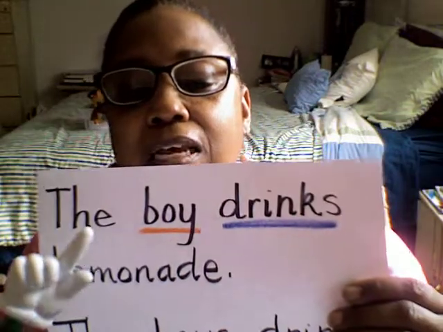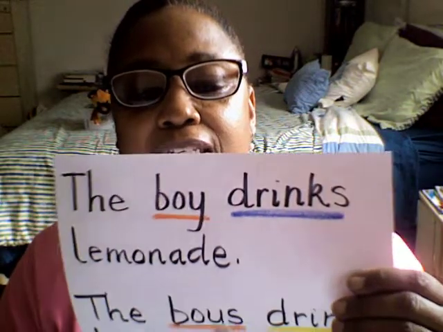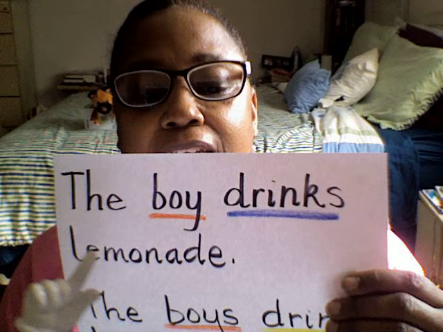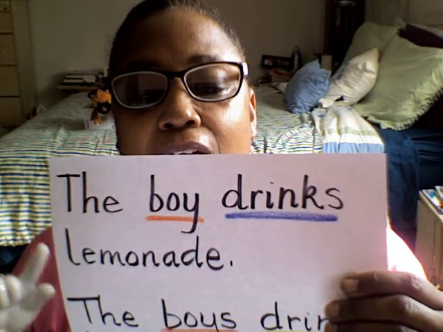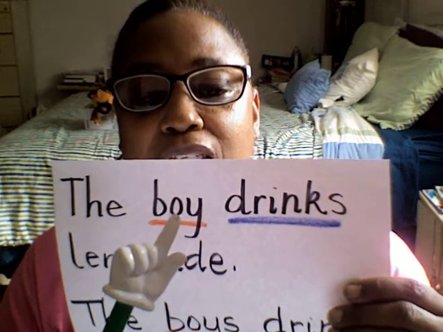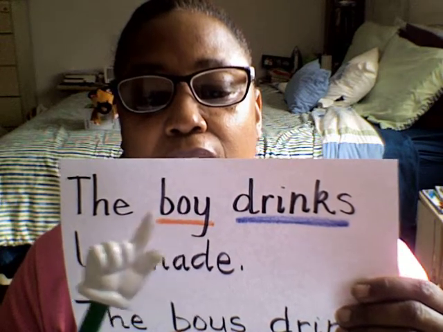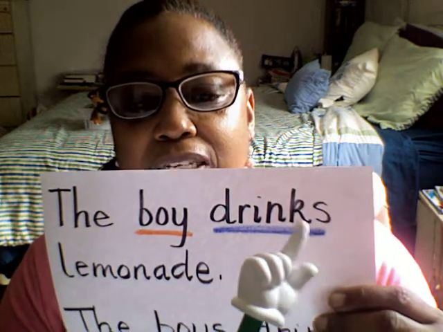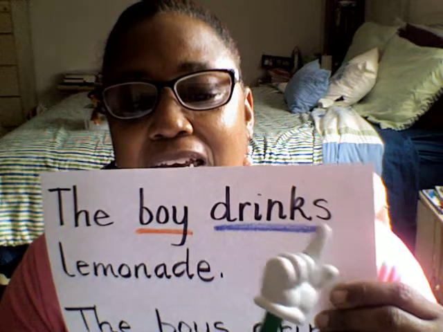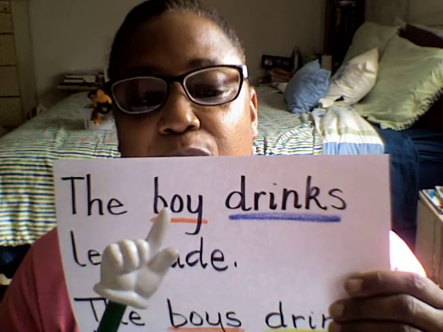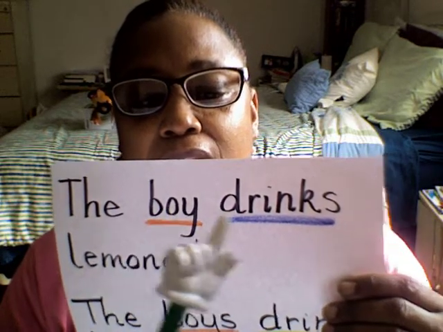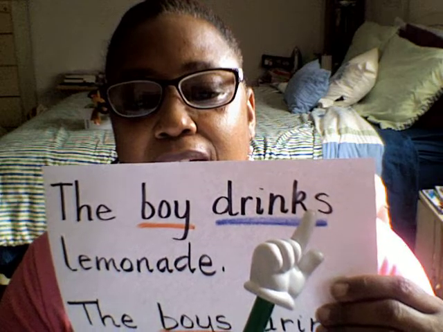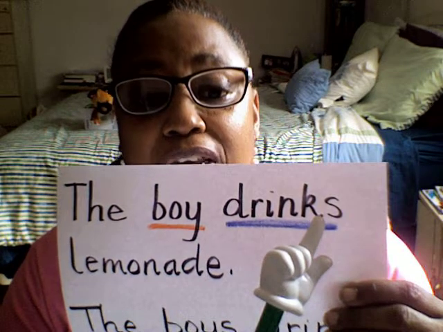Let's look at this. It says, the boy drinks lemonade, right? Now, look at my subject. My subject is the boy, and what is he doing? The verb is drinks. Do you notice that? Boy is one, and look what happens to drinks. You get an S. See? So when the naming part is one, then the verb has an S, and they agree.